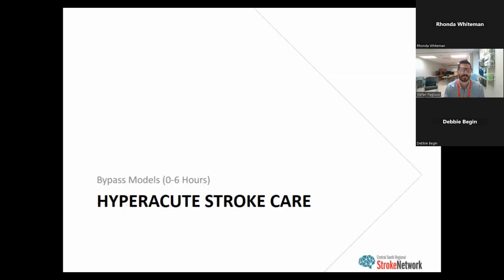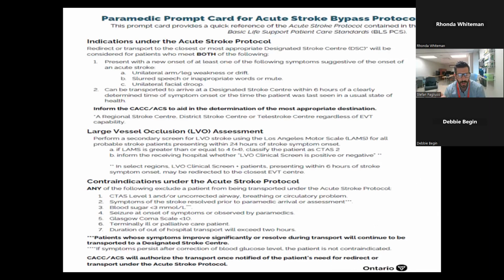So we'll go to the next slide. And we'll talk a little bit more about hyperacute stroke care, but looking specifically at our bypass models. And this is in the 0 to 6 hour window from the onset of stroke. And so we thought it would be helpful to review our local bypass models. And so in those first 6 hours after a stroke, the paramedics will actually bypass non-stroke hospitals to bring a patient to a hyperacute stroke center.